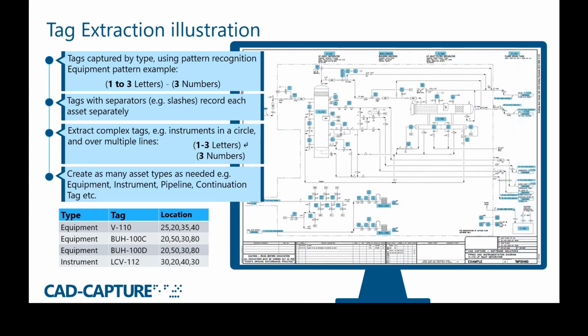And you can create as many asset types as needed. So examples of common types that we use: equipment, instrumentation, pipeline, and continuation tags are very often the place that we start. But if there are additional examples that are needed, then the system can flex to accommodate however many different types are required.